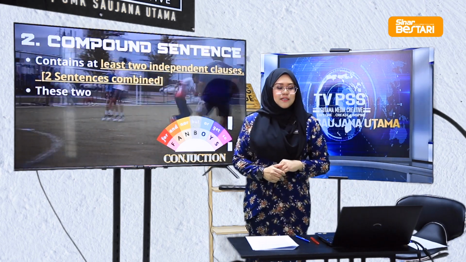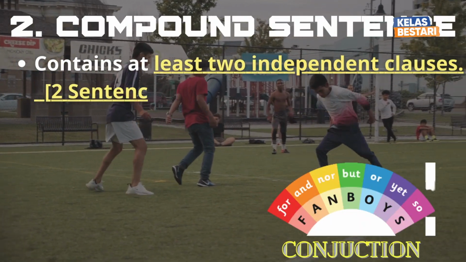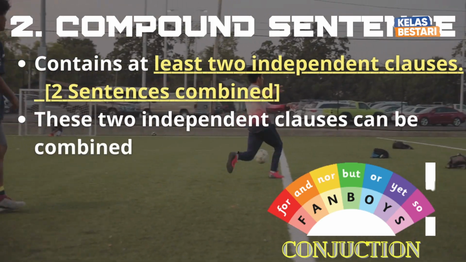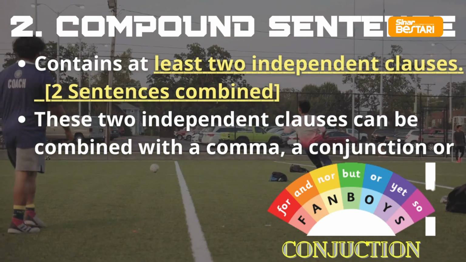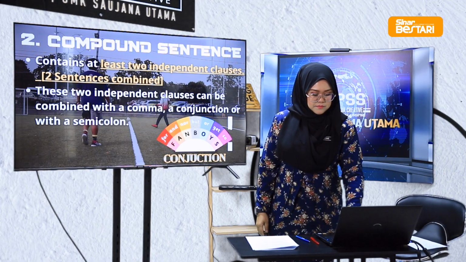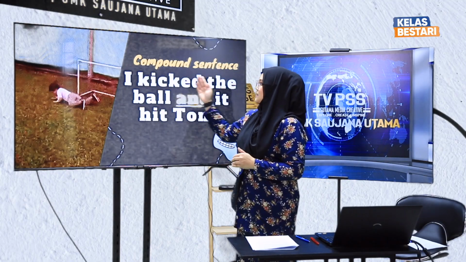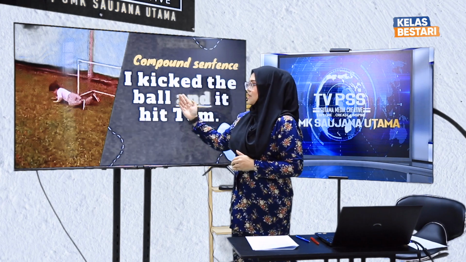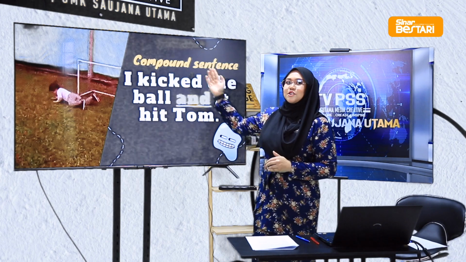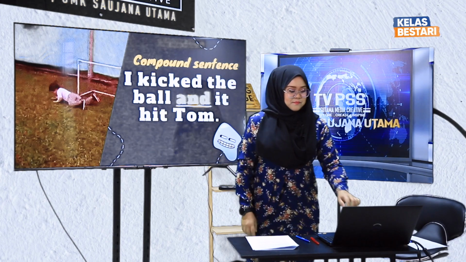So what are compound sentences? It contains at least two independent clauses, which are two sentences combined. These two independent clauses can be combined with a comma, a conjunction, or with a semicolon. Alright, let's take a look at the example. Okay, the first sentence is, I kicked the ball. We use conjunction and. It hit Tom. If you look at here, there are two sentences combined using and as their conjunction.